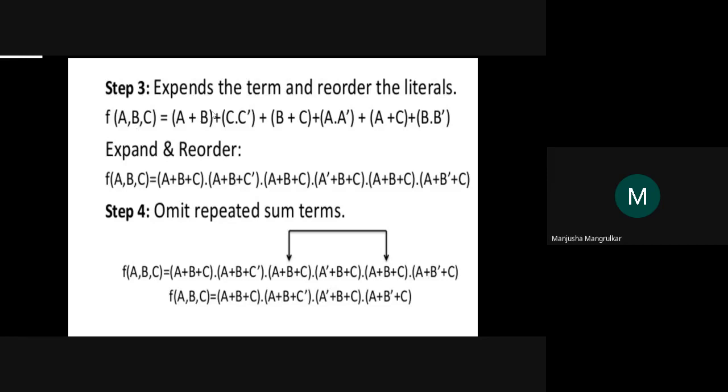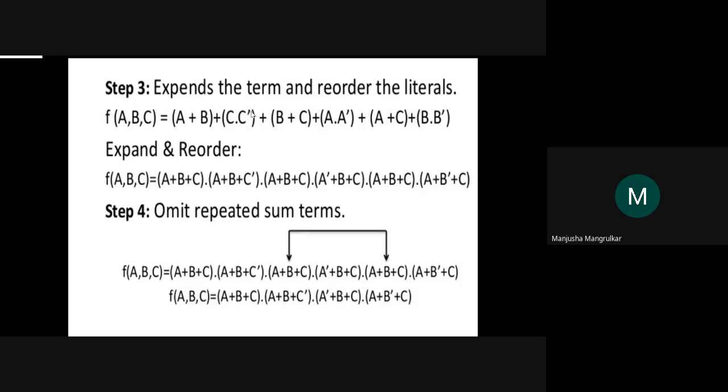F of x is given by the equation A or B, B or C, and C or A. So now again we have to find out which literals are missing. In this C is missing, in this A is missing, in this B is missing. So here we have to add C dot C complement, which is equal to 0. We are adding 0 here.